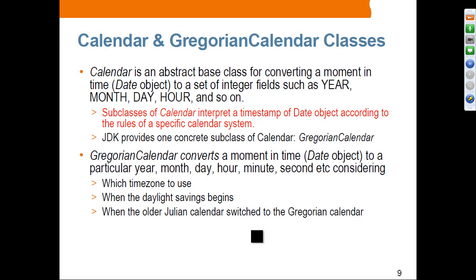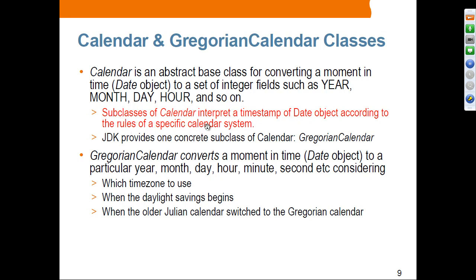It's an abstract base class for converting a moment in time, the Date object, to a set of integer values such as year, month, day, and hour, and so on. The concrete class that extends this Calendar class, meaning a child class of Calendar, is the one that actually has this information. So let me just read this one.